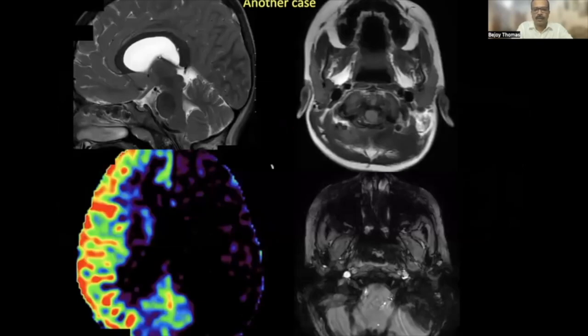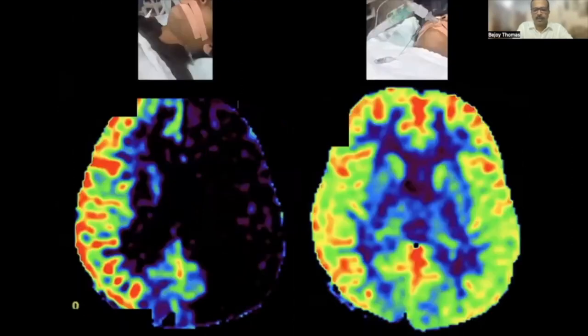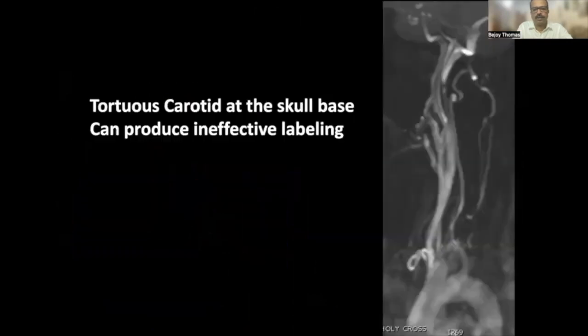Again, here is another case where you can see there is a susceptibility artifact on the side, which is reducing perfusion again due to a pilot tube, and we have to be very, very careful. This can produce this.